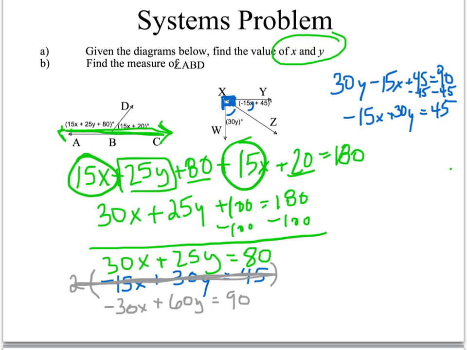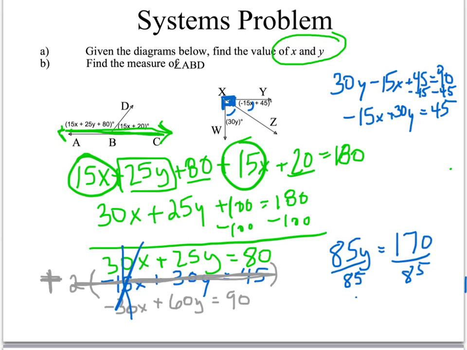At this point, we are going to add the gray and the green together. We see 30x minus 30x is 0, so I'm going to cross that out. 25y plus 60y, I'm going to write that down over here. 85y equals 80 plus 90, 170. Now I have one variable, one equation. I'm simply going to divide by 85, and bingo, y equals 2.